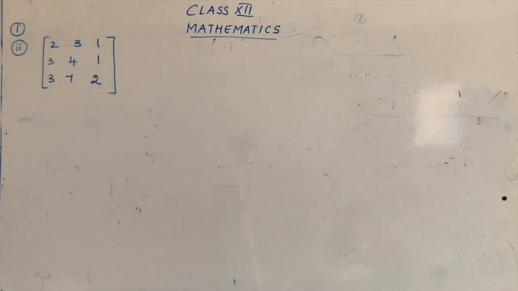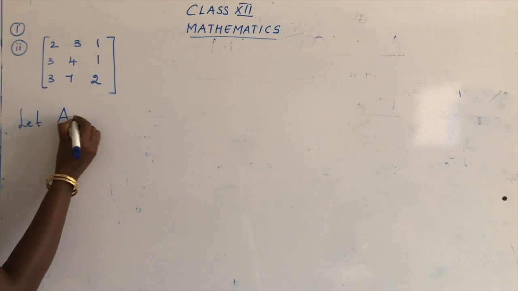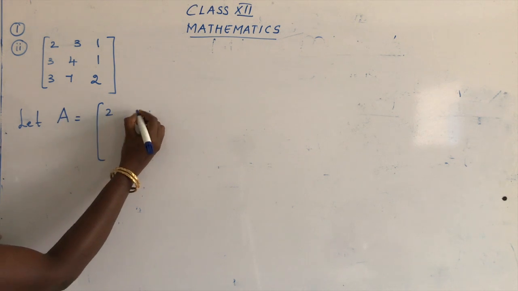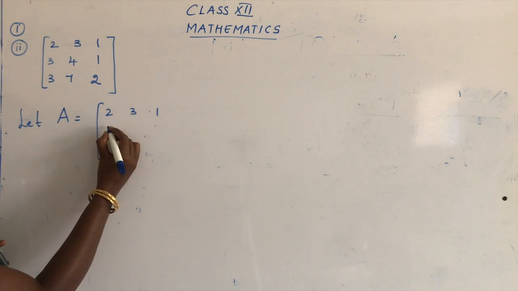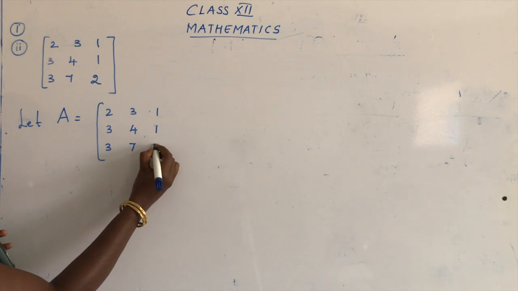Okay, now let's go for the second subpart, that is 2, 3, 1, 3, 4, 1, 3, 7, 2. We are going to follow the same manner, but here a small change since it's a 3 by 3 matrix. So let's go for the first step. What you are going to do is name this matrix. You say, let A is equal to 2, 3, 1, 3, 4, 1, 3, 7, 2.